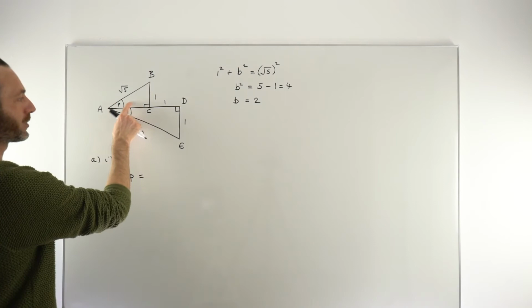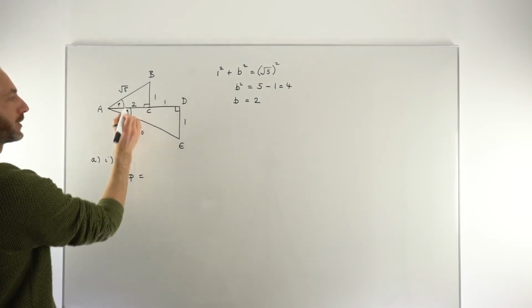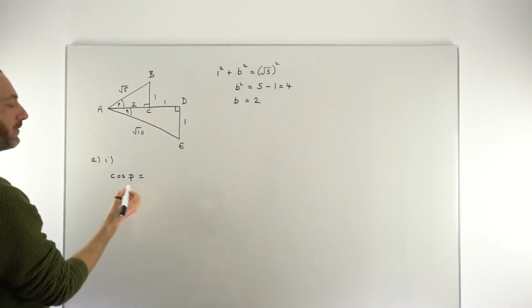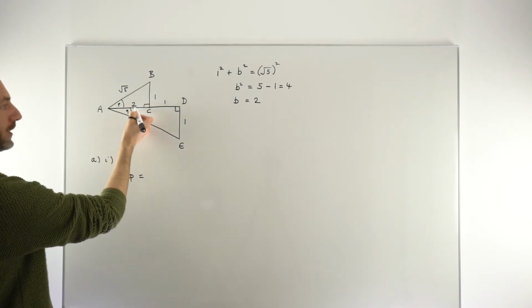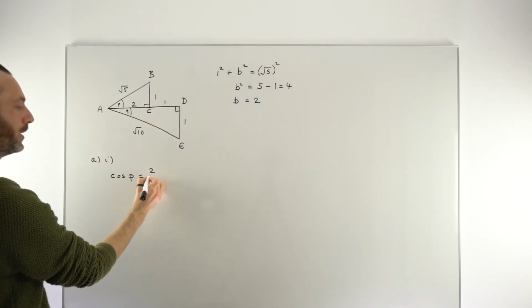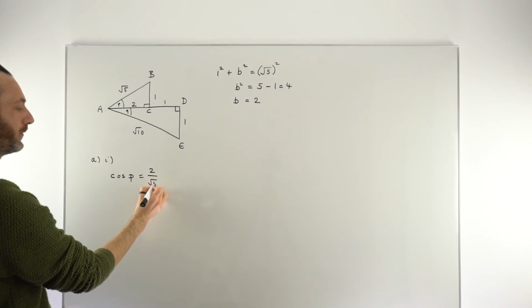So I can now scrub this out and put in a 2 there. So we know this triangle is 1, 2, and root 5. So the cosine of P, adjacent over hypotenuse, is going to be 2 over root 5.